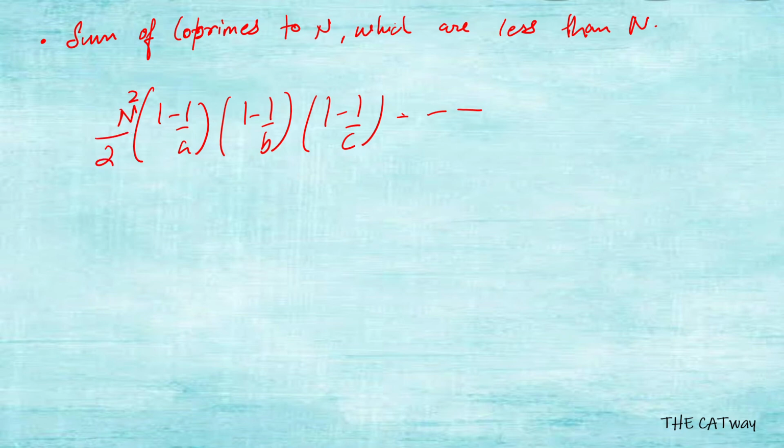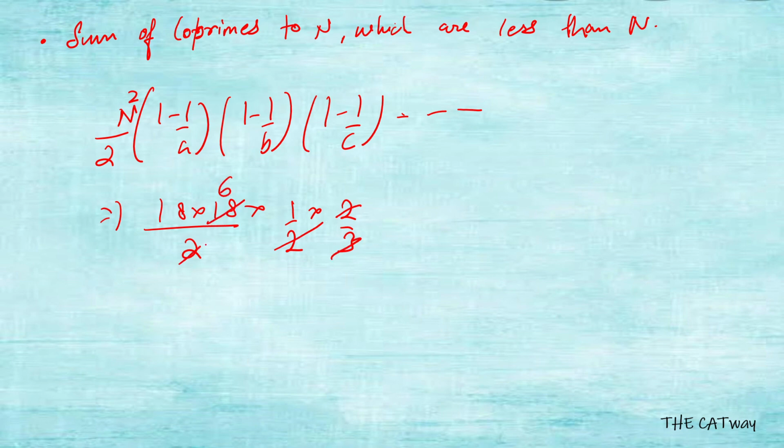So for the same number, let's find it out. So what do we have this time? We have n, that is 18, 18 square. So how can we write 18 square? We can write it as 18 into 18 divided by 2 into 1 by 2 into 2 by 3. Okay, so this is what we have. 2 and 2 gone, 3 goes 6 times, and this will go 9 times. So 9 sixes are 54.